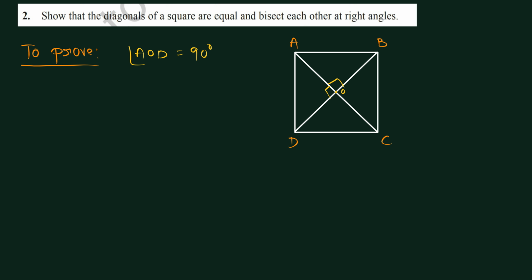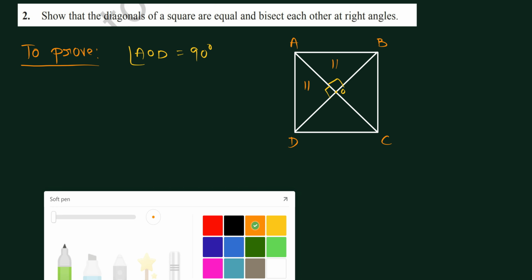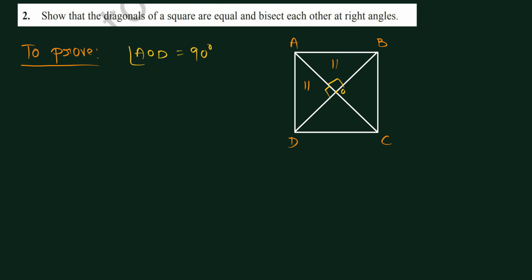To prove this, you select the adjacent triangles. Any two adjacent triangles you select. But we need to prove AOD, so select a triangle attached adjacent to AOD. Which one is attached adjacent to AOD? This one or this one? Anyone you can take. No problem.